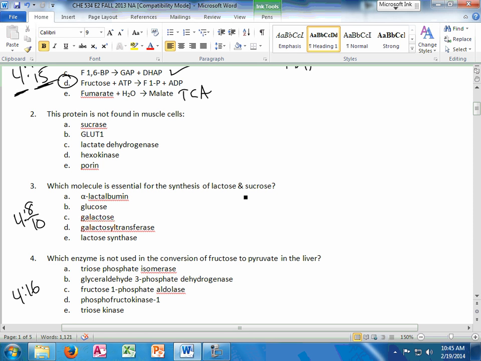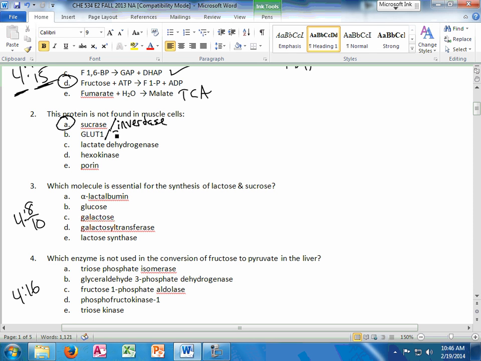This protein is not found in muscle cells. Sucrase, that was from Biochemistry 1. It was also known as invertase. It's the thing that breaks down sucrose into glucose and fructose.